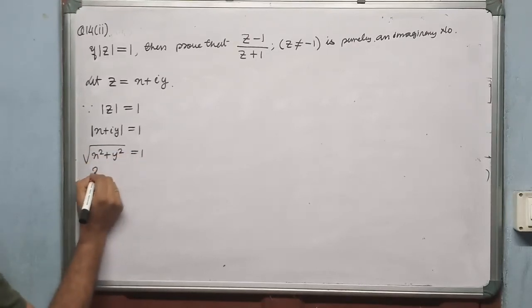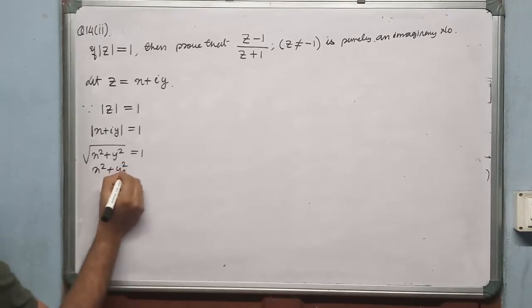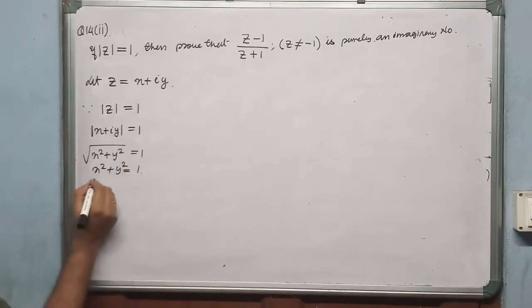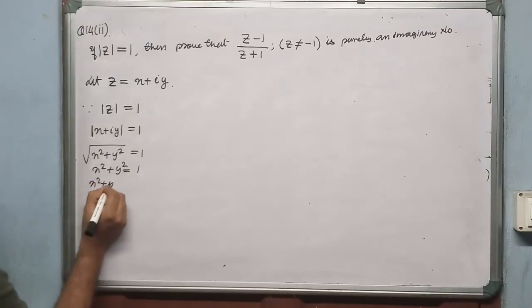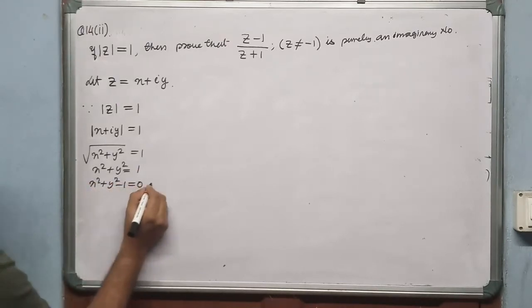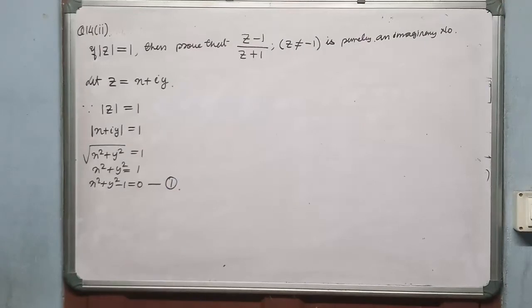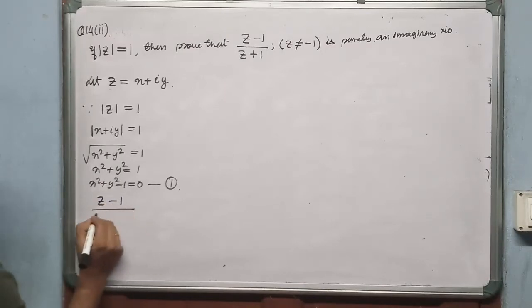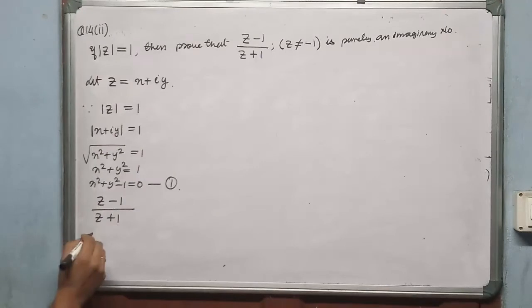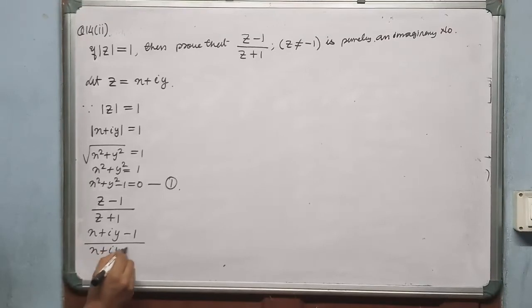Then squaring both sides, what you will get? x square plus y square equals 1. Or you can say x square plus y square minus 1 equals 0. Let it be equation number 1. Now to prove this quantity, (z minus 1) over (z plus 1), is a purely imaginary number, I'll substitute the value of z from this relation. It is (x plus iy minus 1) over (x plus iy plus 1).